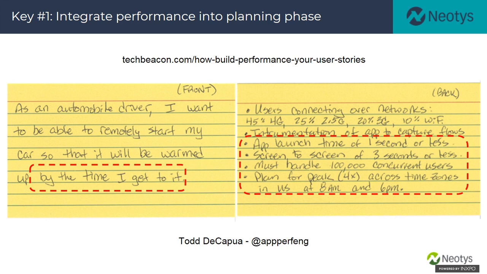The app launch time, things like it must handle X number of requests. This is where you start to solicit and elicit from the dev teams, from product managers and product owners, the fact that they can't ignore the importance of performance early on. And the way that we get that on the table is to talk about it early in planning.